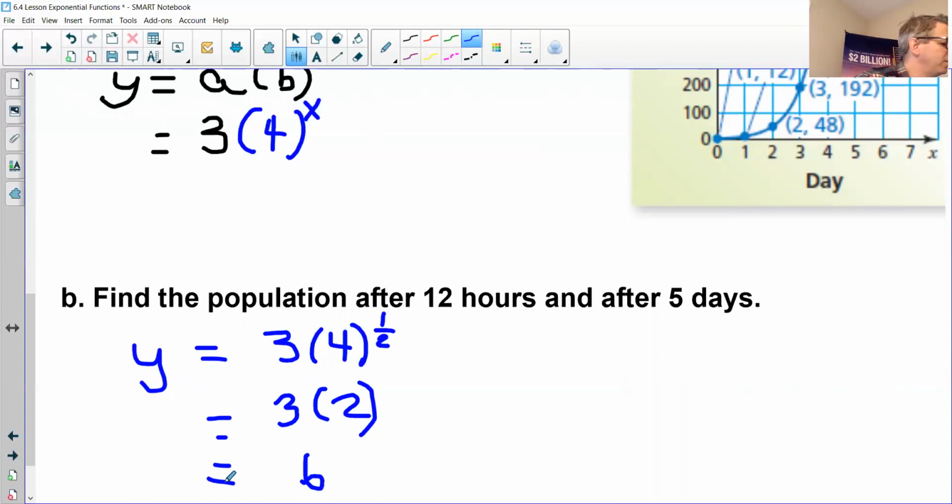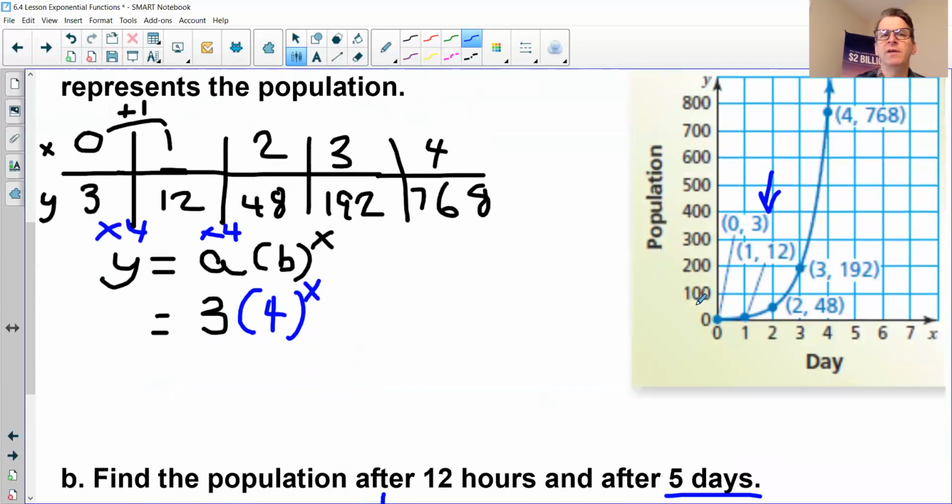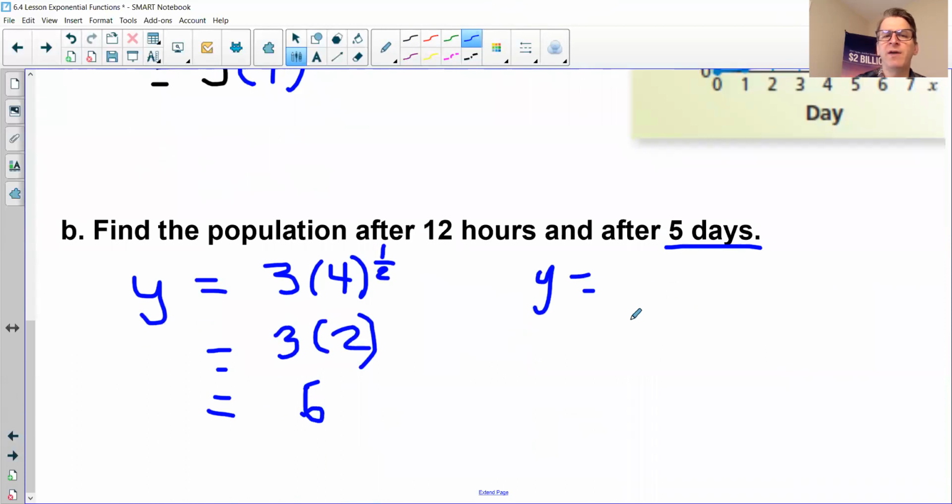Then we're going to compare that to after 5 days. So this 6 would be for a 12-hour period. Now we're going to look at 5 days. So y is equal to 3 times the 4, the factor, raised to the 5th power. 3 times 4 raised to the 5th power is equal to 3,072.